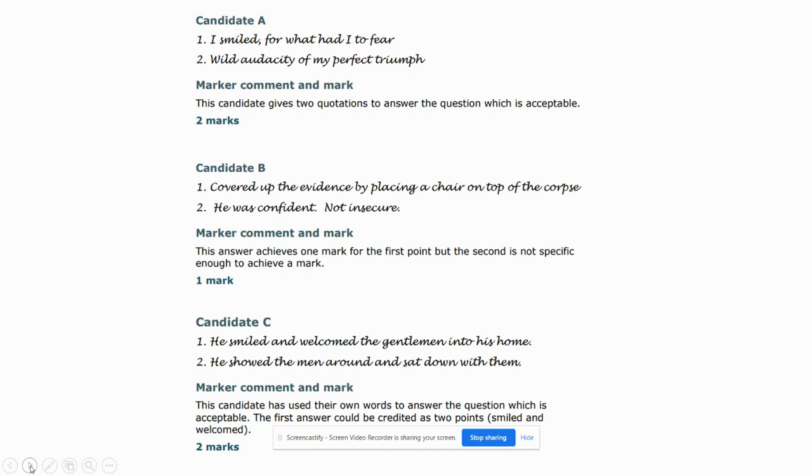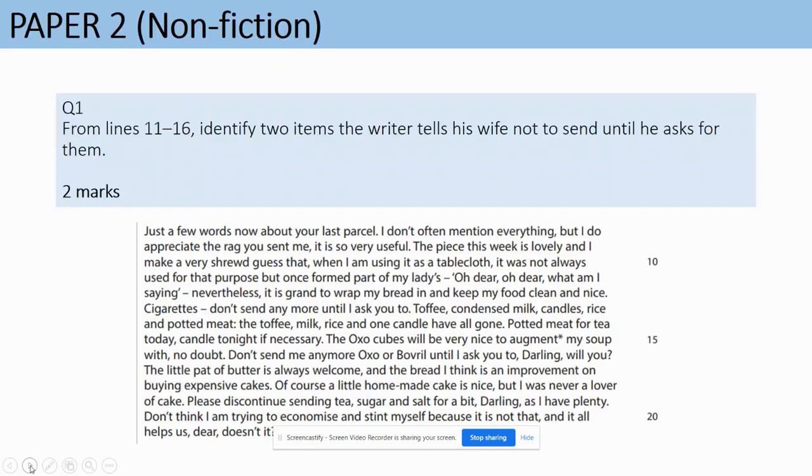Candidate C: he smiled and welcomed the gentleman into his home and he showed the men around and sat down with them. Again, this candidate has used their own words to answer the question, which is acceptable. The first answer could be credited as 2 points, smiled and welcomed. So candidate C gets 2 marks there. So see how you did against those sets of marks and comments.